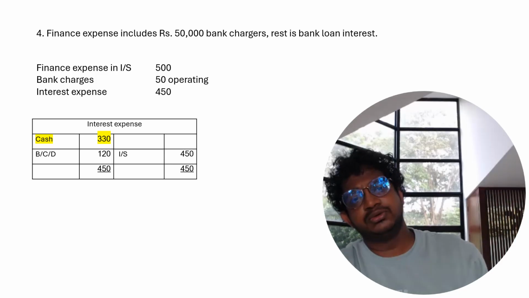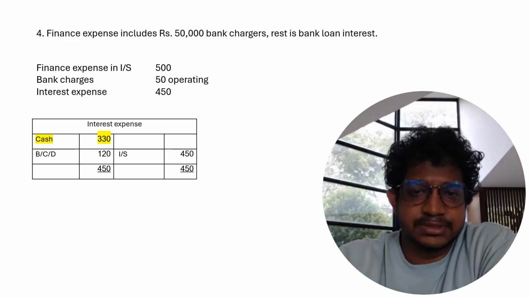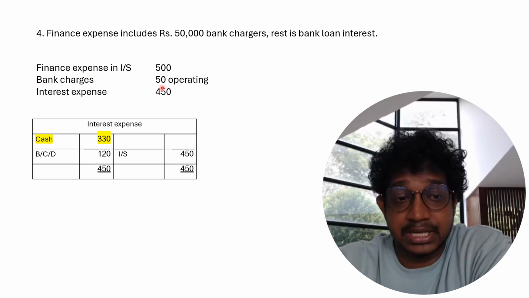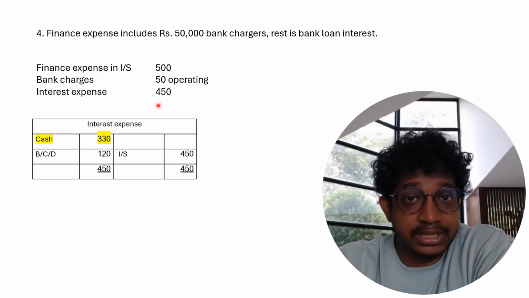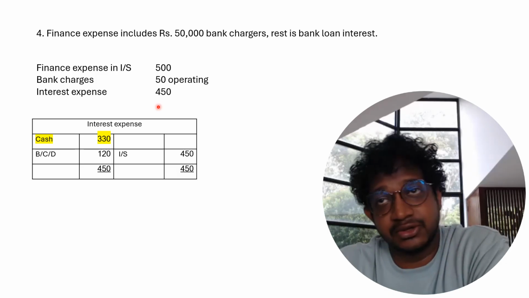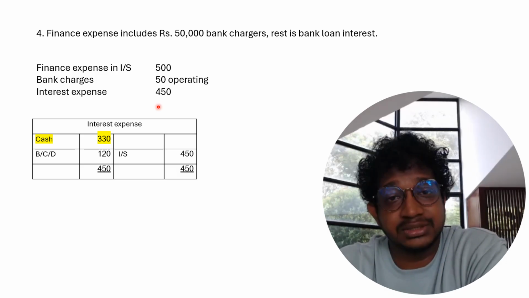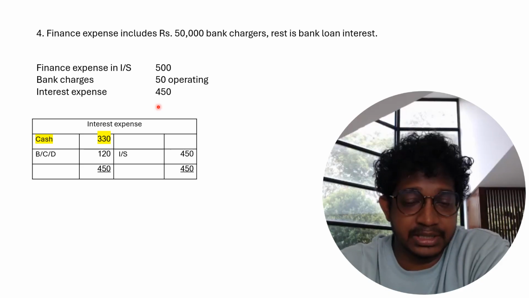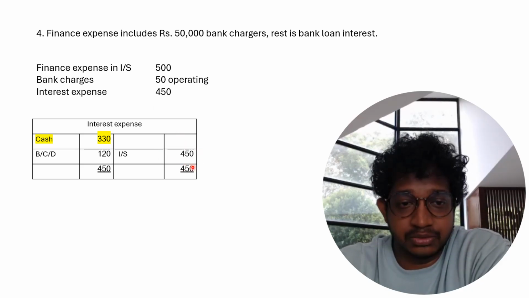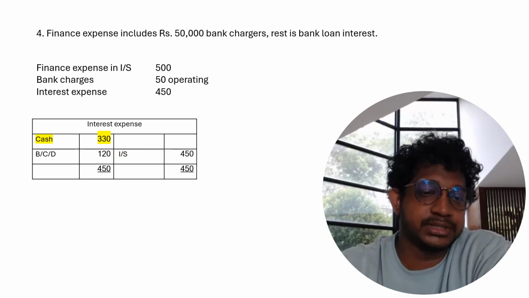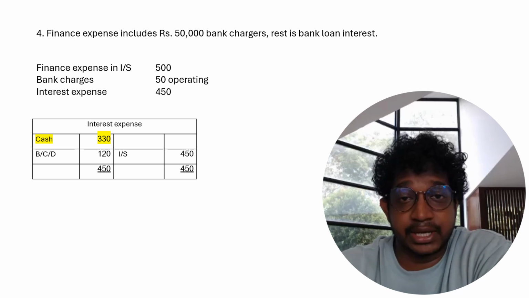Finance expenses include 50 of bank charges; the rest is bank loan interest. Your finance expense in the income statement is 500. From that, bank charges of 50 are operating expenses, and the interest expense for the year is 450. And in the SOFP, as at closing date, there is still payable 120 for interest expense. So the total amount is 450, from that still payable 120, which means you paid for the interest expense in cash 330.